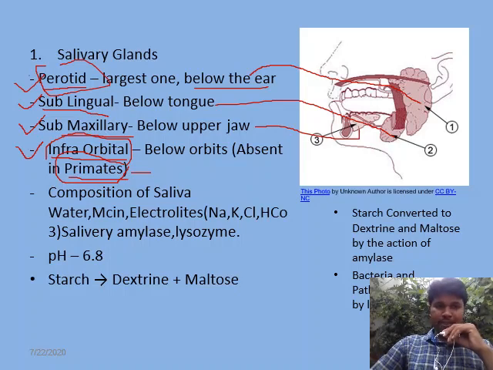So the human being contains only 3 types of salivary glands. They are parotid, sublingual and submaxillary.